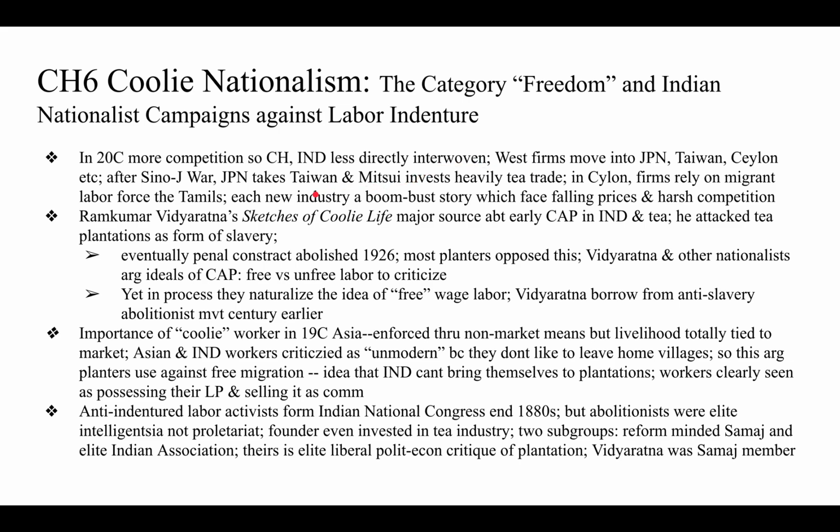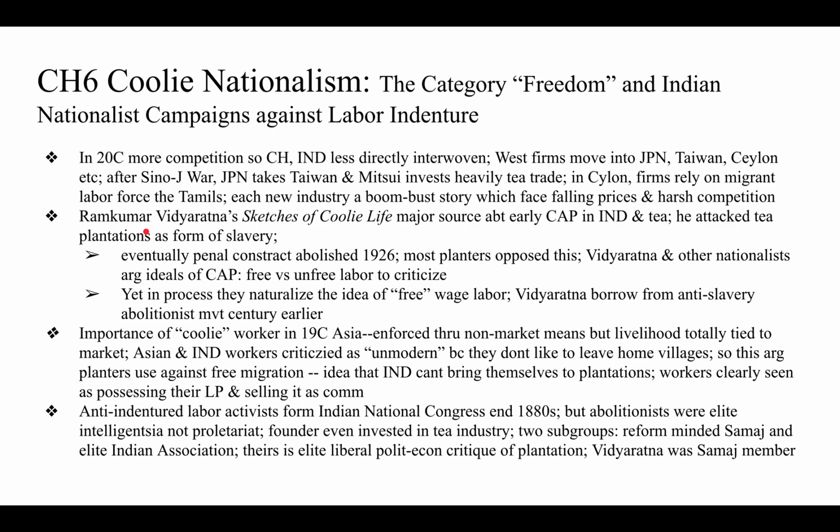After the Sino-Japanese War, Japan took Taiwan as a colony, and the Mitsui Corporation invested heavily in the tea trade there. In Ceylon, firms relied on the migrant labor force of the Tamils, and each new industry was a boom-bust story which faced falling prices and harsh competition.